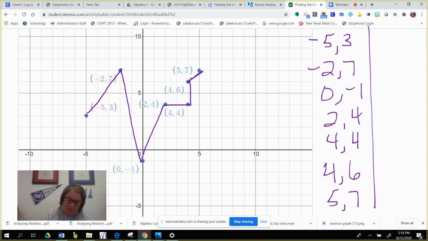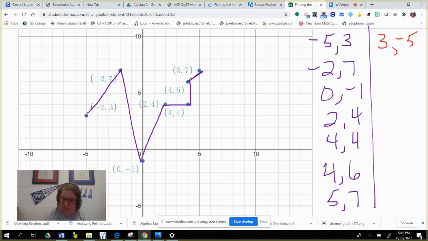Now, if we make the inverse, what do we do with these points to make the inverse? We're going to switch the x's and the y's. Okay, that's very easy, very simple. Don't try to make it too hard. Switch the x and y. So this one's now going to be, whoops, hang on.